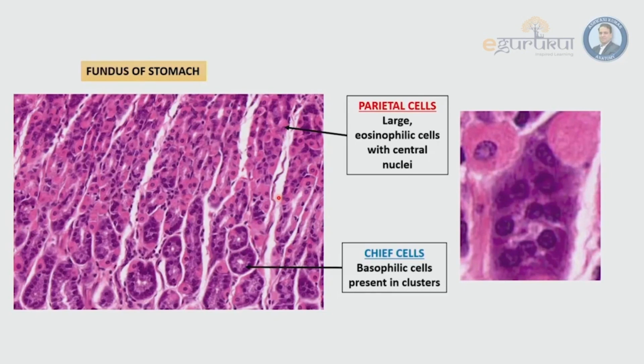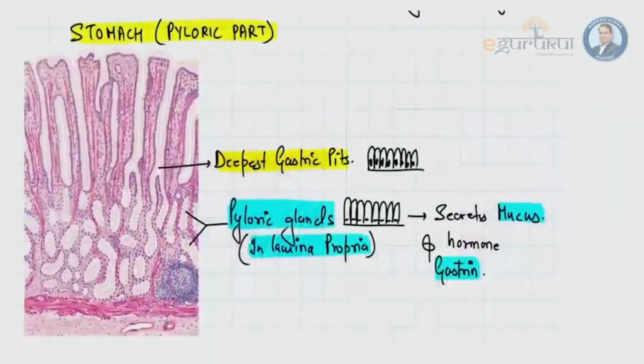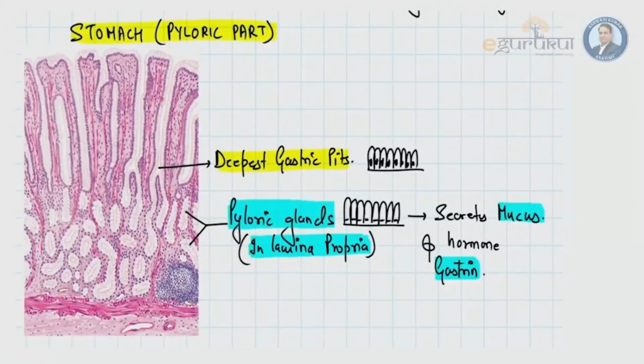But if I compare this slide of the fundus of the stomach to the pyloric part of the stomach, the first thing you will notice is the gastric pit. Look at the gastric pit here, guys. We have a very, very deep gastric pit. Look at this, starting all the way from the surface, and they're very deep. The deepest gastric pit will be seen in this pyloric part of the stomach, one.